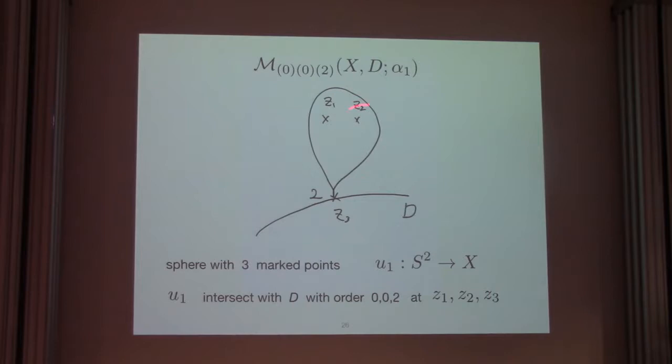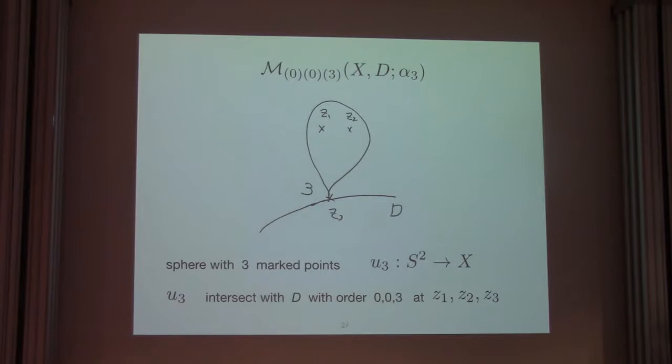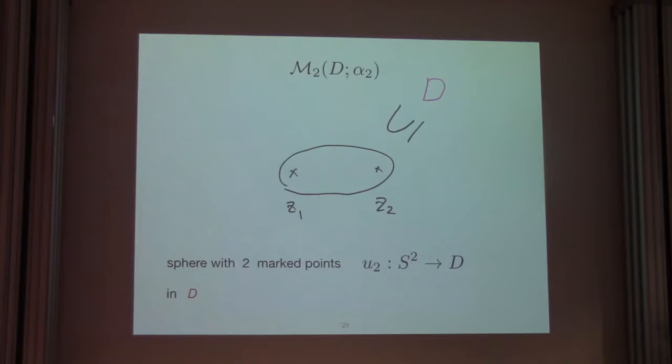And then we have a similar moduli space of this 0, 0, 3. So you have S2 with 3 points. And this doesn't intersect, this doesn't intersect, this intersects with D with multiplicity 3. So you have another moduli space. And the third one is this. So this is M2, D, alpha 2. This means that this is the S2 contained in D, not in X. And you have these two mark points, and this is just the usual Gromov-Witten type moduli space with two mark points.